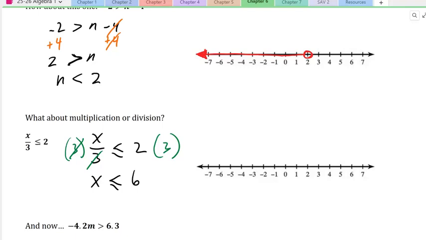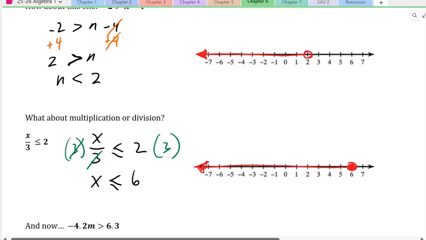Go to graph that, find 6 on the number line. There's 6. X is all numbers less than 6, so everything in this direction. But it's less than or equal to 6, so that means I have to fill that circle in because it includes 6.